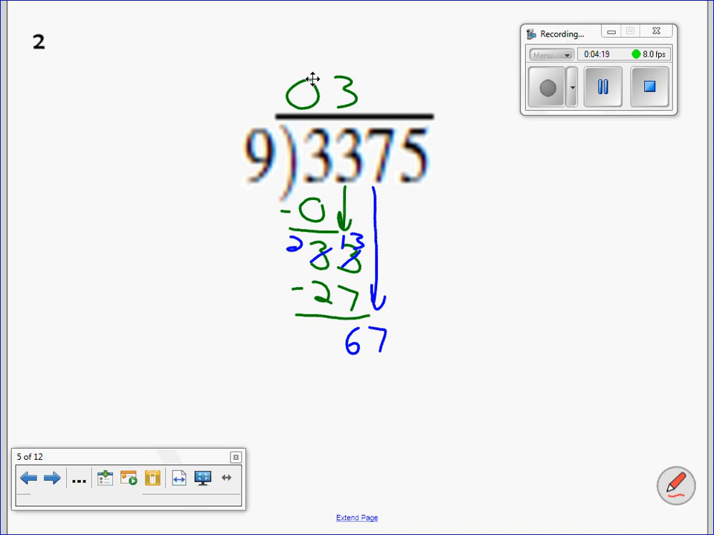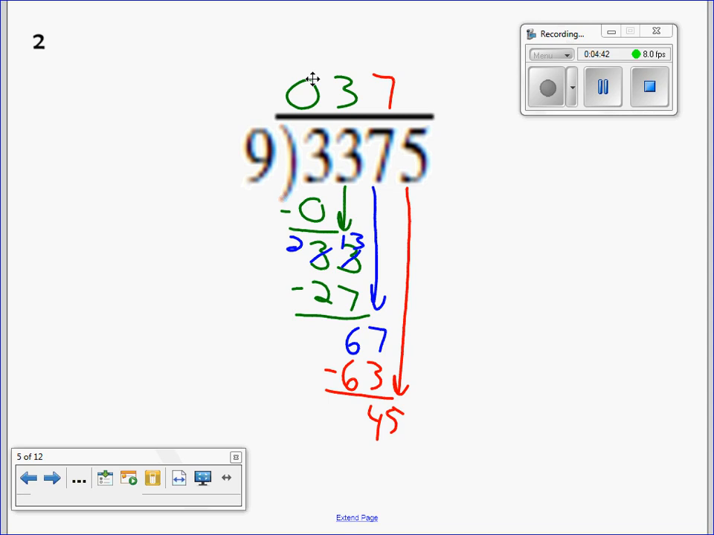How many times can 9 go into 67? Well, 9 times 7 is 63. 9 times 8 is 72. 9 times 8 is too high, so we're going to have to go 9 times 7. 9 times 7 is 63. I'm going to subtract. I get a 4. I'm going to bring down the 5.